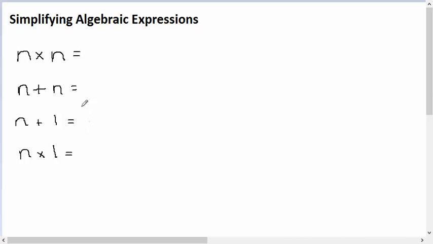Last lesson, you did a little activity where you had to match up different algebraic expressions on the board. Bear in mind that an expression is anything that doesn't have an equal sign. For example, n squared is just an expression. 3n plus 2 is an expression. X multiplied by x minus 1 is an expression. So you were matching them up on the board.